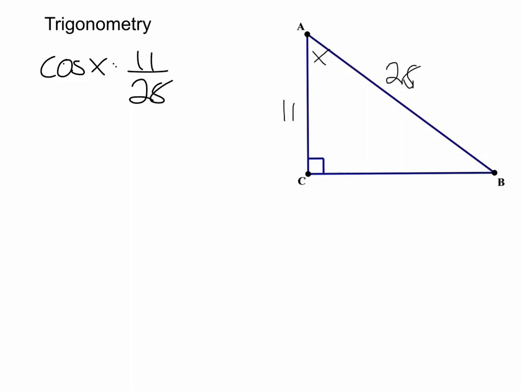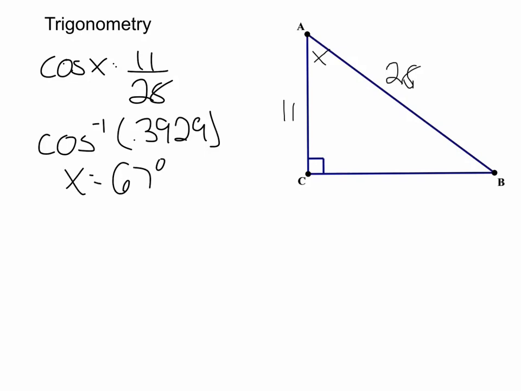Since I'm looking for the angle, we're going to have to use the inverse cosine. So I'll have cosine to the negative 1 power. And then 11 divided by 28 is 0.3929. And if we enter this into our calculator, the inverse cosine of 0.3929, we're going to get x equals 67 degrees.